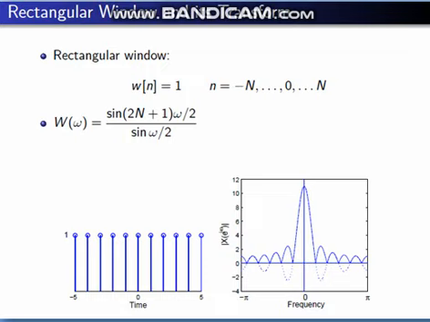If we calculate in the frequency domain, where w of n is the signal we have taken, and we calculate W of omega, the answer comes out to be sine of (2N plus 1) omega by 2 upon sine of omega by 2. It is a sampling function, or sinc function, sine t by t. Its representation, or spectrum, in the frequency domain is like this. It has the maximum value at the center. This is the time domain signal and this is the frequency domain signal.